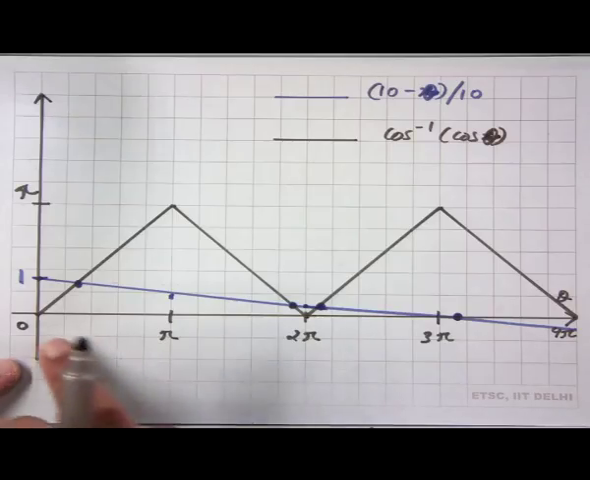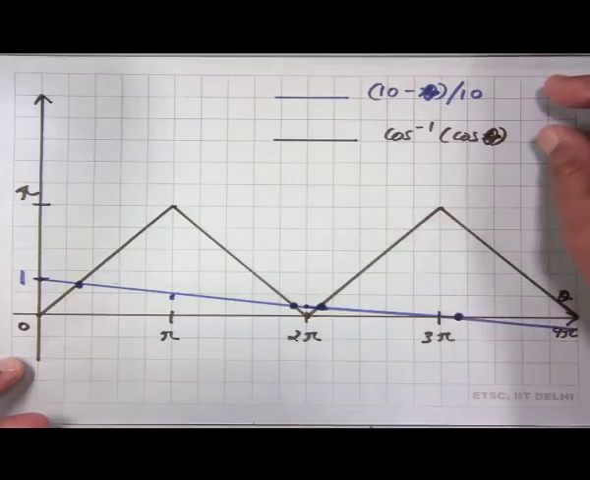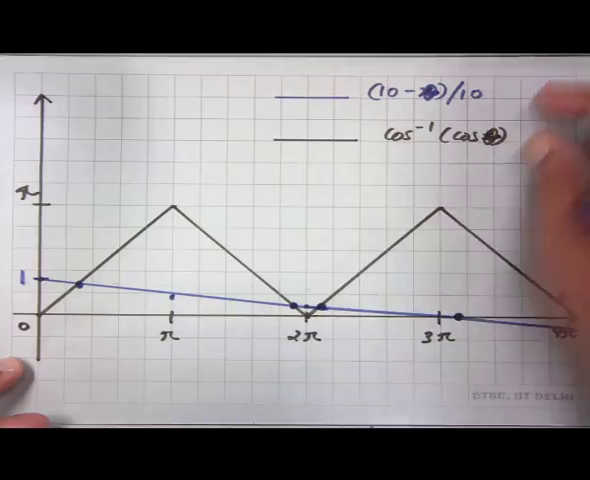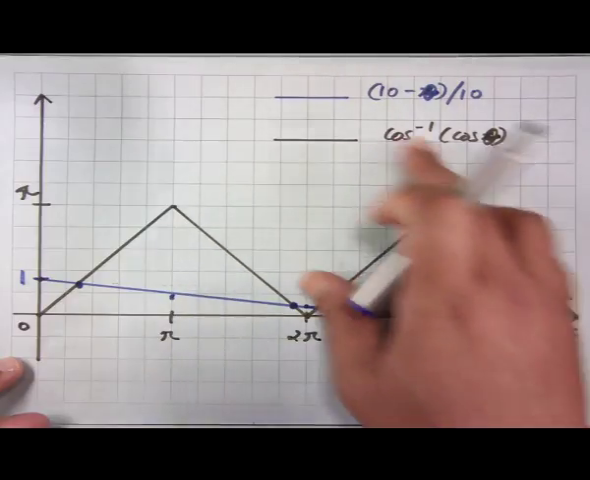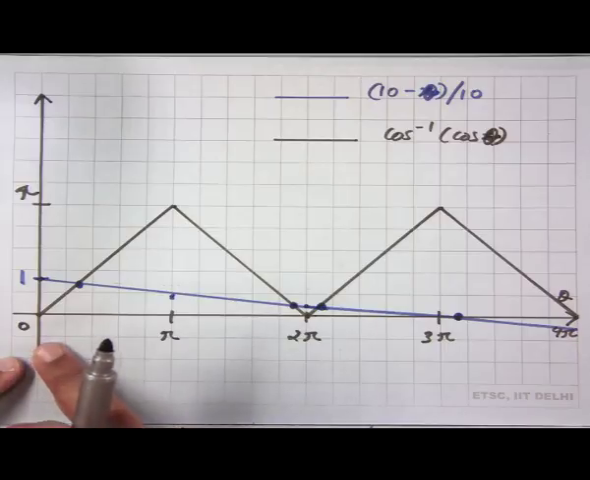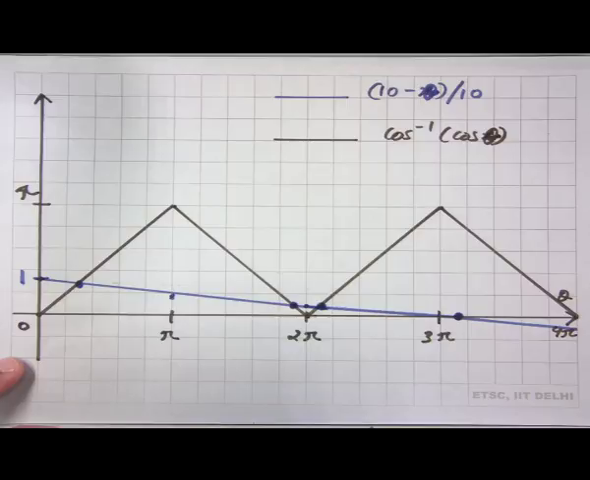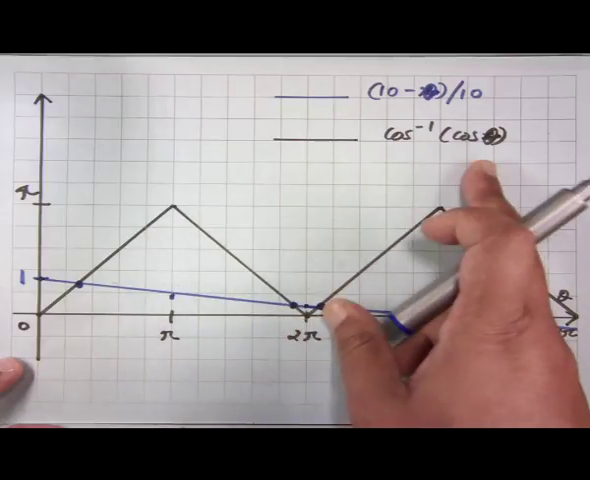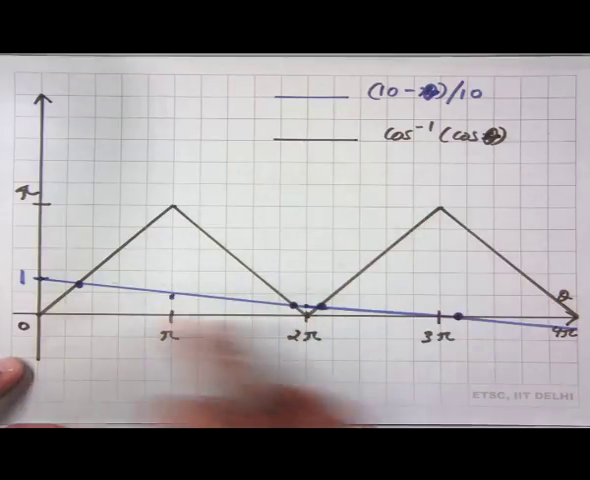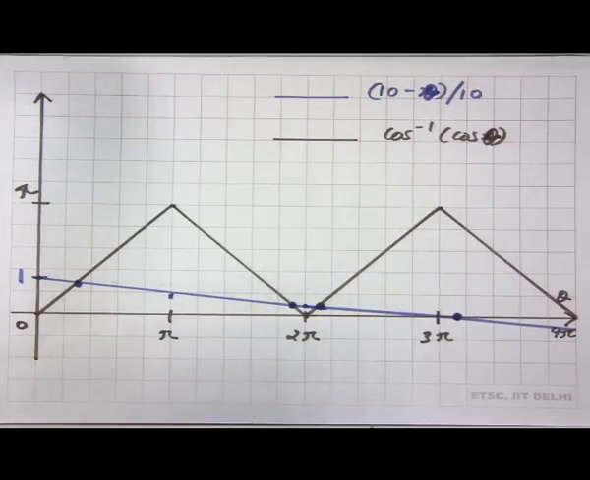In this graph we have plotted both the curves for the function cos inverse cos theta as well as the function tan minus theta over 10. On the horizontal axis we have theta, and on the vertical axis we plot the values taken by these two functions. In black we have plotted the graph of the function cos inverse cos theta. In blue we have plotted the graph of the function tan minus theta over 10.